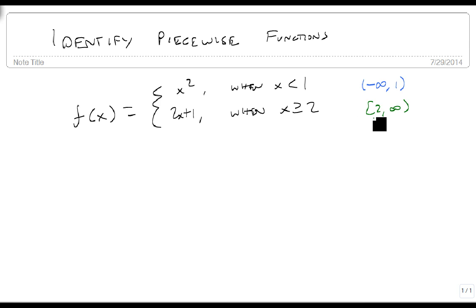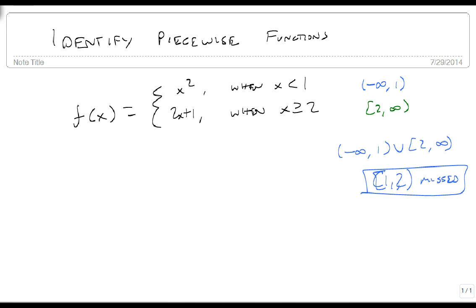Second, notice that there's a gap. Our domain only goes from minus infinity to 1 and 2 to infinity. We are missing everything from 1 to 2. This means it's undefined in any region that's left out, so we would just leave the graph blank in this area. And that's how we recognize and identify piecewise functions.